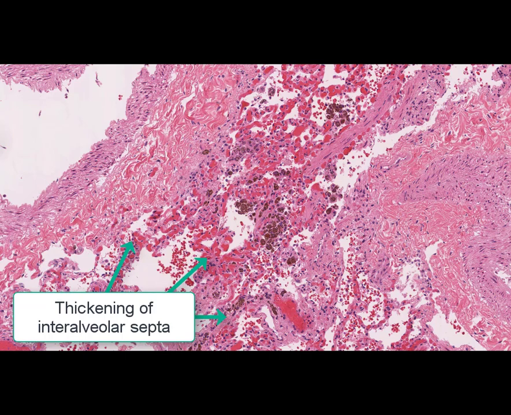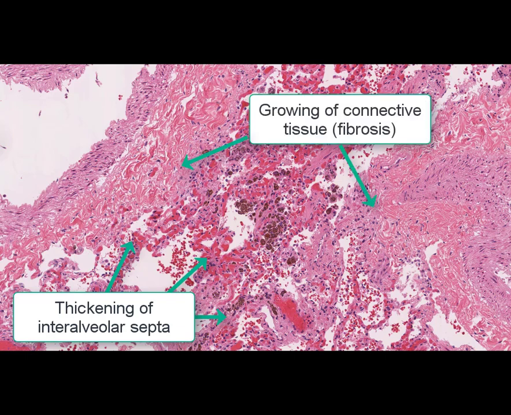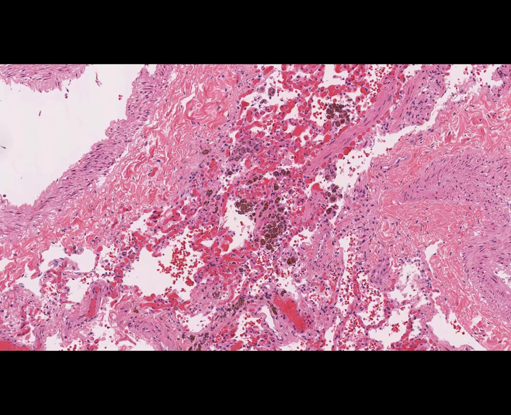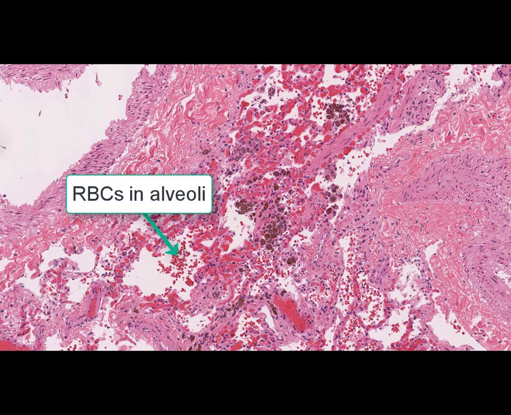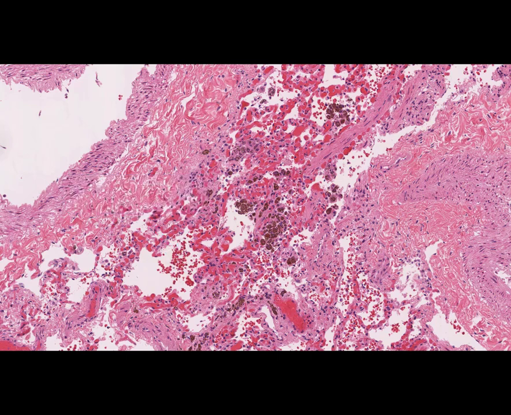Also, some alveoli are filled with edematous fluid. We can see thickening of the interalveolar septa, growing of the connective tissue fibrosis, as well as presence of some blood cells, RBCs, within the lumen of the alveoli due to increased vascular permeability.